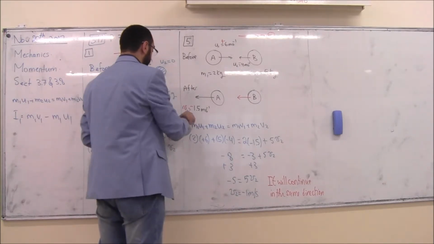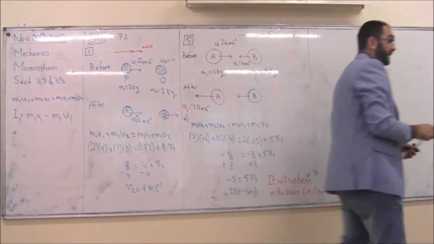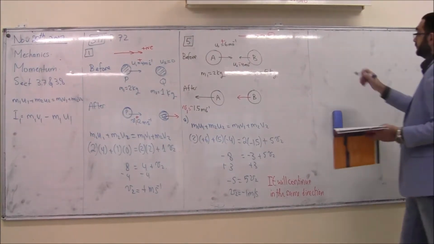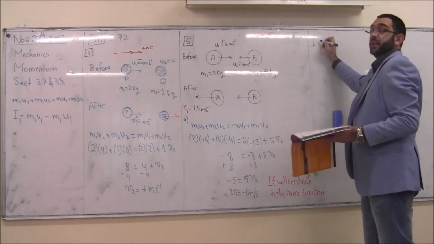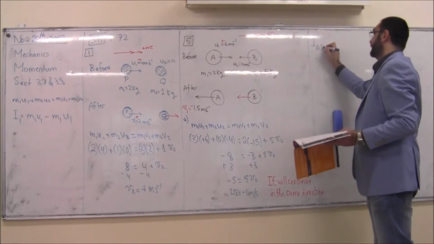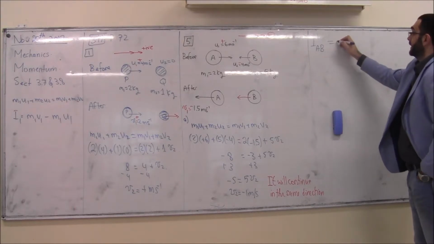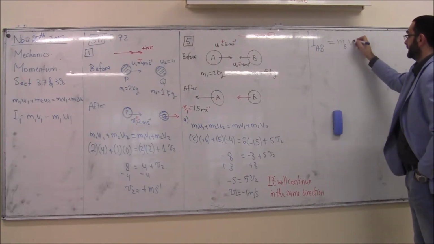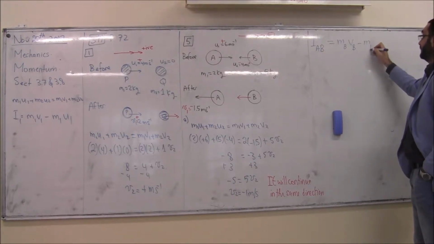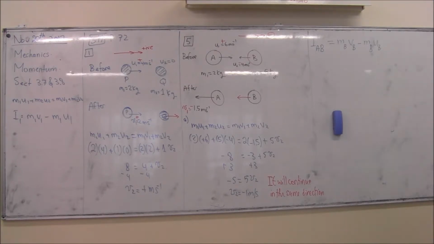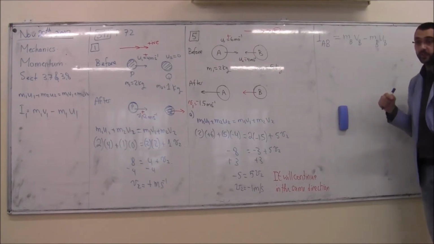Now what we are asked is the magnitude of the impulse given by A to B. What does this mean? Look here, please. Impulse of A on B equals M_B V_B minus M_B U_B. Be careful about this: an impulse is taken for the same particle, for a single particle. Clear?